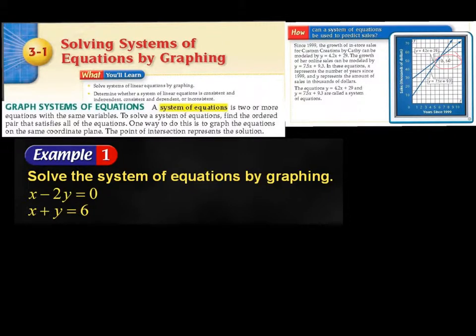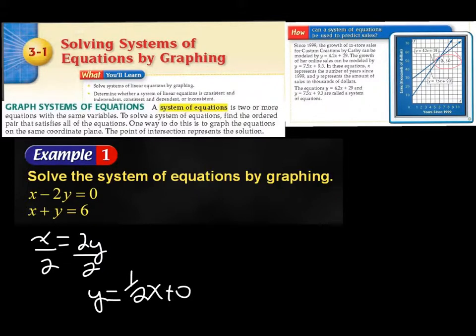So first I'd like to solve both equations for y. For the first, I'm going to add 2y to both sides, so x equals 2y, and divide by 2. So I have y equals 1/2 x, and you could put plus 0 if you want to. For the second equation, all we need to do is subtract x from both sides, and we have y equals 6 minus x, or we're used to seeing it y equals negative x plus 6. Those are both nice because now they're in slope-intercept form.